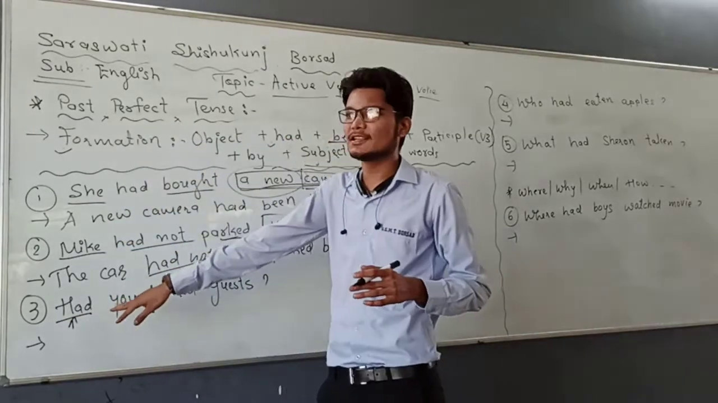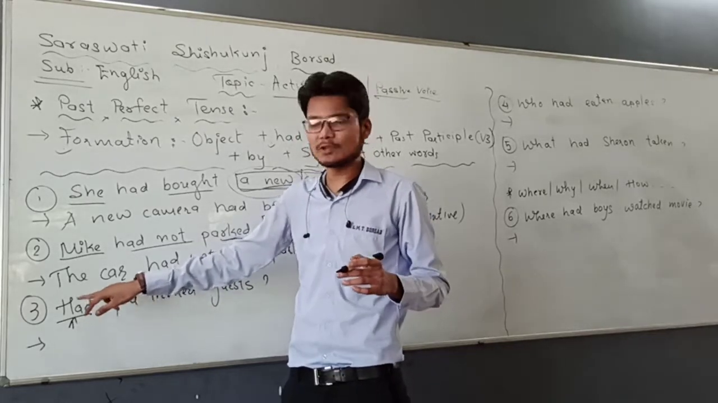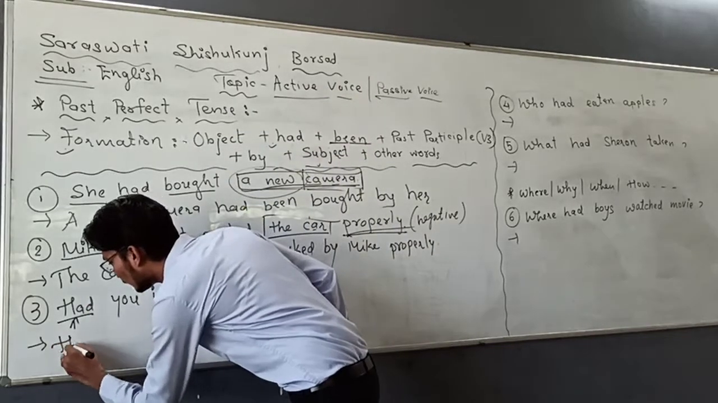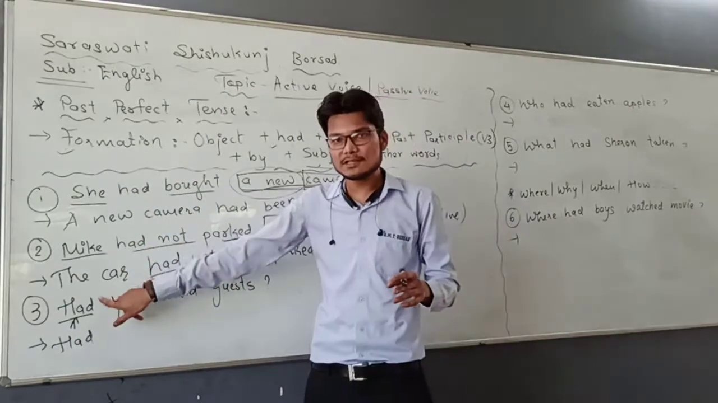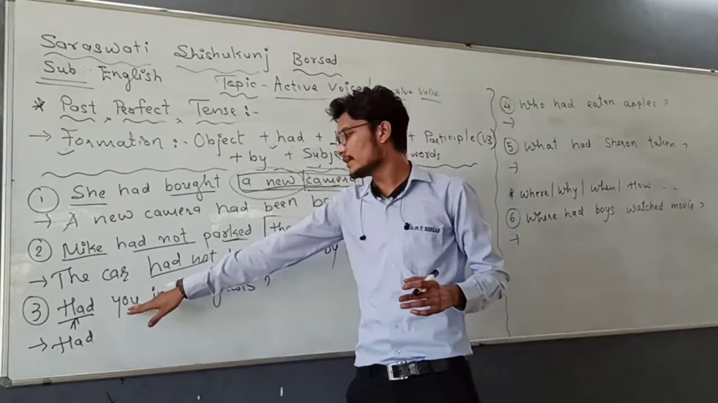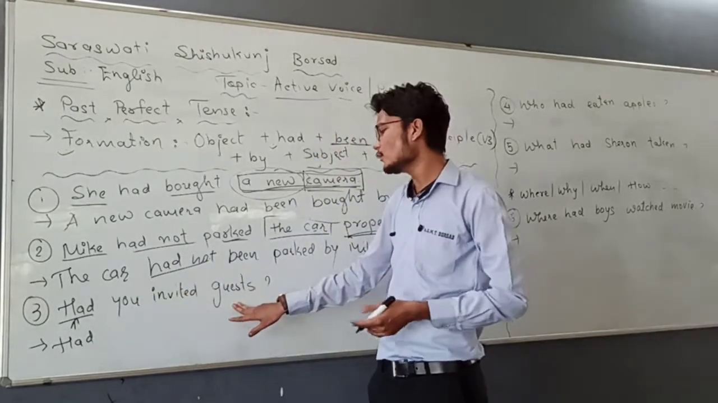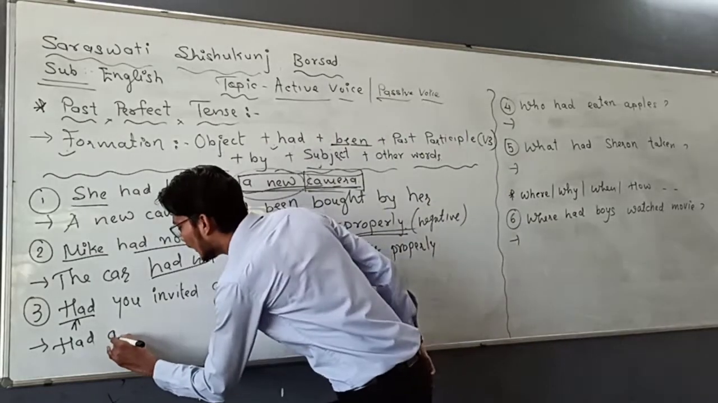Actually this is not a question tag, but in order to make a question, your "had" has been used. So here in the very beginning, put "had" as it is. Whatever is given here, you have to put as it is. Then find out the subject, verb and object. This is quite simple. Put your object in the very beginning, that is "had guests".